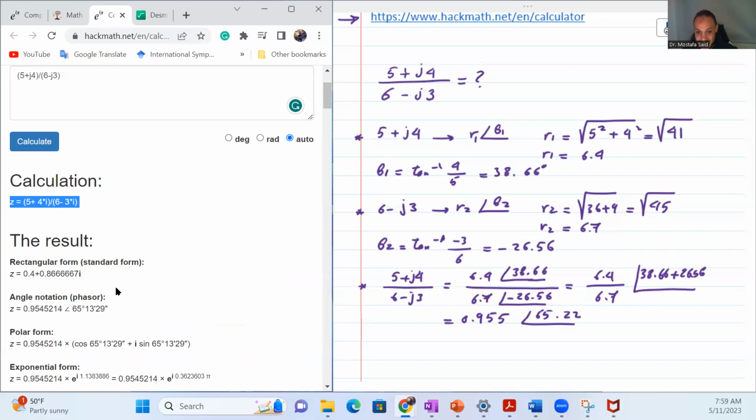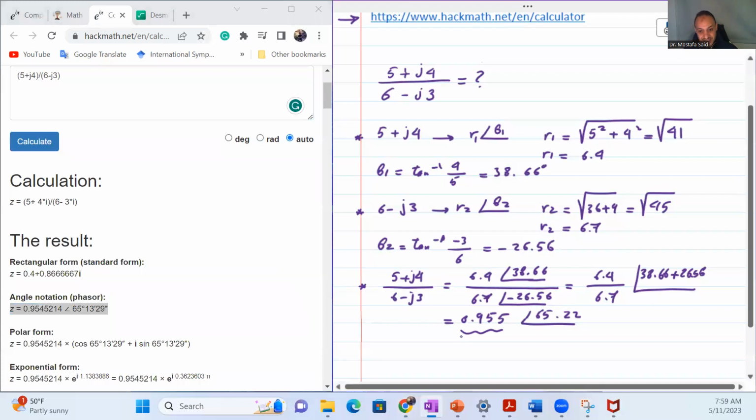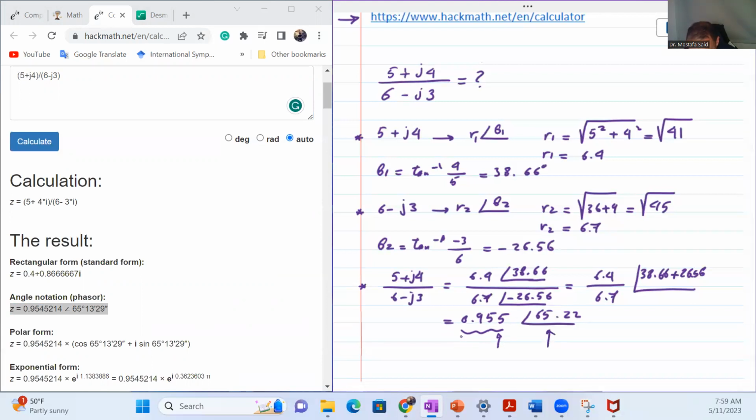Now let's check the answer. So here is the answer: 0.9545. This was the actual answer, but I just rounded the last 5 up because it was 4, 5. Okay. And how about the angle? 65. He just used degrees, minutes and seconds, but it's basically correct. So don't worry about that. So that's basically the answer here.